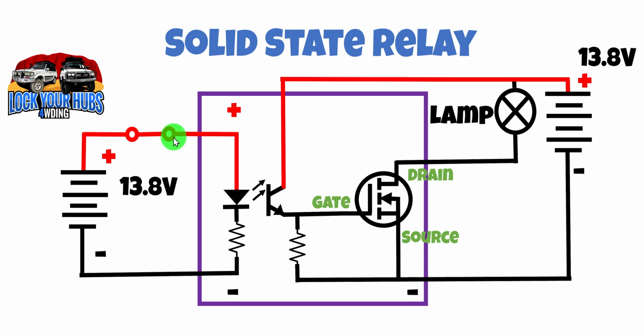So if we energize the input circuit, it then illuminates this LED here. The light sensitive transistor here then turns on and applies a voltage to the gate, which then illuminates the lamps. And that's it, ladies and gentlemen. That's how a solid state relay works. Fantastic. Let's look at how we're going to wire it up.